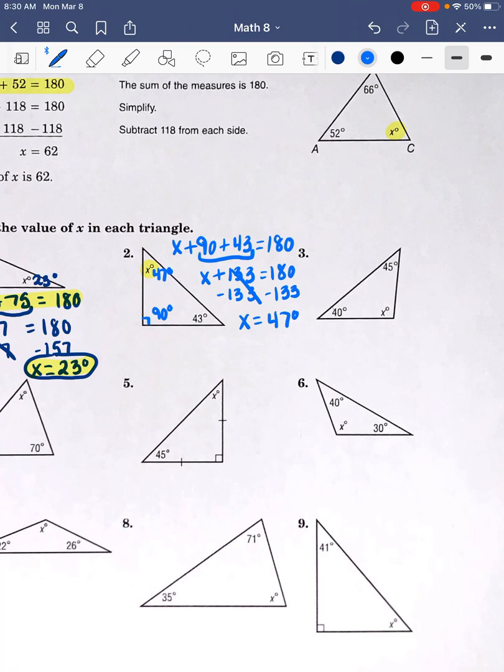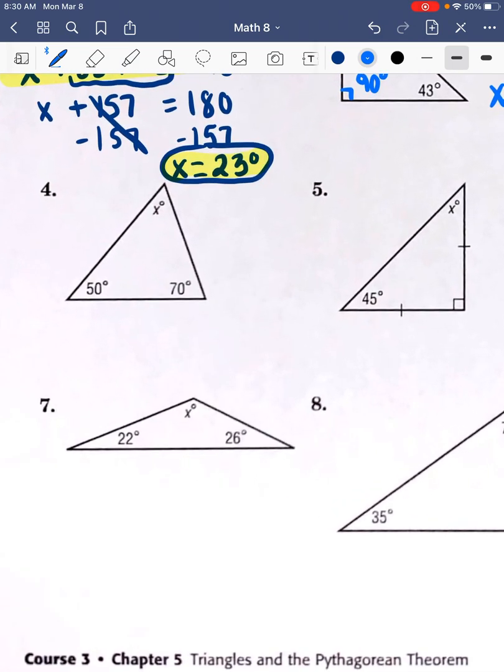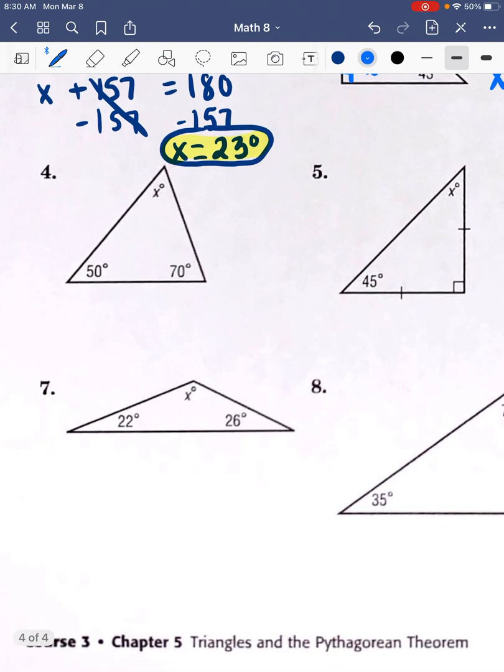So we're going to do one last example. Let's go to, ooh, this one looks fun. So number 7 right here, we have like an obtuse triangle, which means this angle right here that we're actually missing is a really huge angle. So what we know is that we have 22 degrees and 26 degrees in two of the angles, and we're missing x. So we're going to write x plus 22 plus 26 equals 180. We're going to add 22 and 26, which is 48.